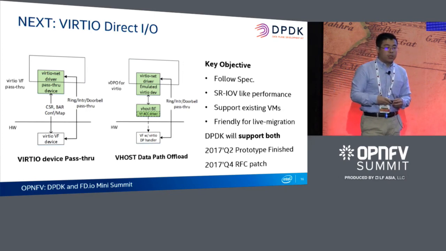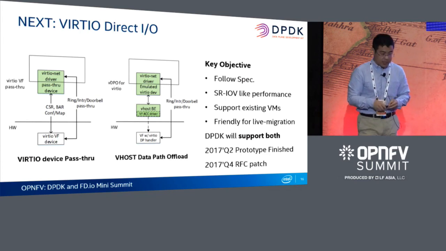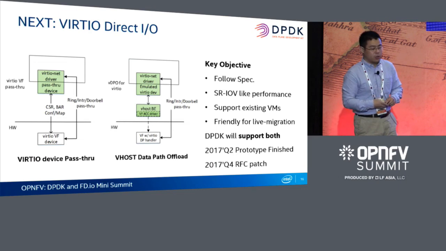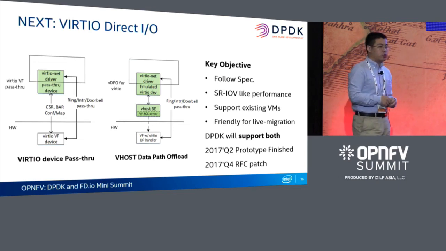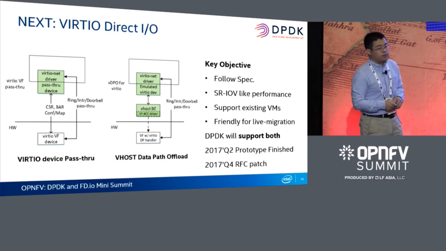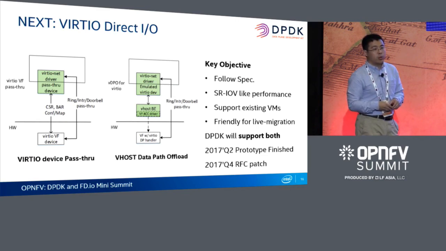The key objective of having direct IO is that it has to follow the spec. We won't go into creating new devices, new types of features, or new logic for the ring handling. That is fully spec based. And we hope to have SR-IOV-like performance. Once we can hit that level of performance, our ring layout can go to the NFV use case.